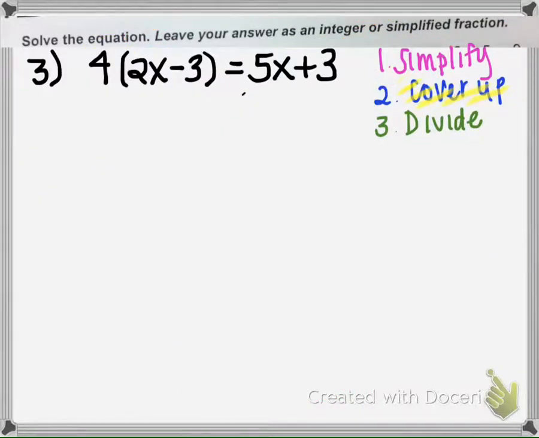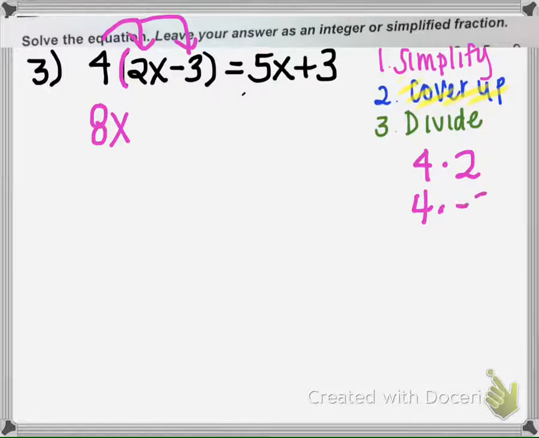Alrighty, example 3. So the first step is we are going to simplify. So there is a number right next to parentheses, so we know that is the distributive property. And remember, the distributive property just says to take that 4 and you're going to multiply it to the numbers inside the parentheses, or the terms inside the parentheses. So 4 times 2 is 8, and then bring down the x, and then 4 times negative 3 is negative 12.